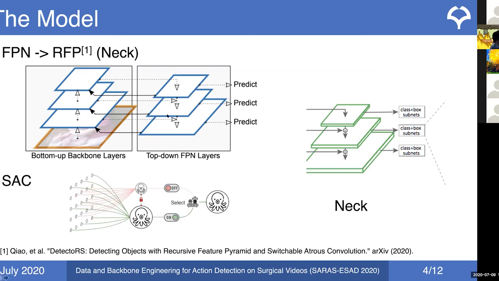The second module is named switchable atrous convolution. It has two atrous rates for each convolution layer. The one with the smaller atrous rate can look in more detail, and the one with the bigger atrous rate gets more global information. By using a switch, they can combine these two kinds of information and get a better result.